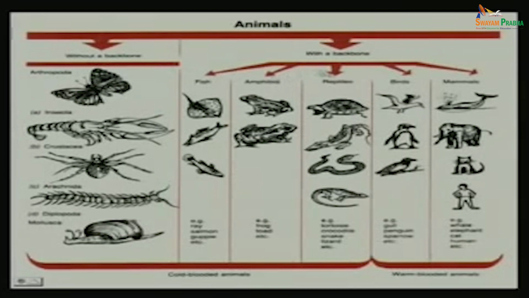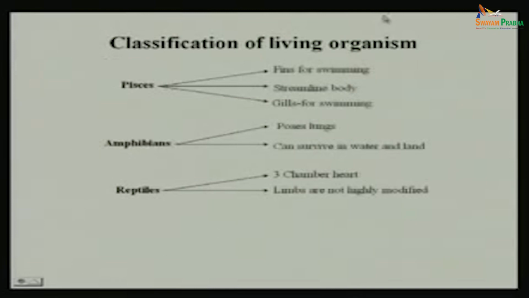If we further classify the chordates, the organisms which are having the backbone, they can be further classified into different phyla. Fishes are one such group which are having backbone, and they have fins for swimming. They have a streamlined body and gills are present in this type of creature.